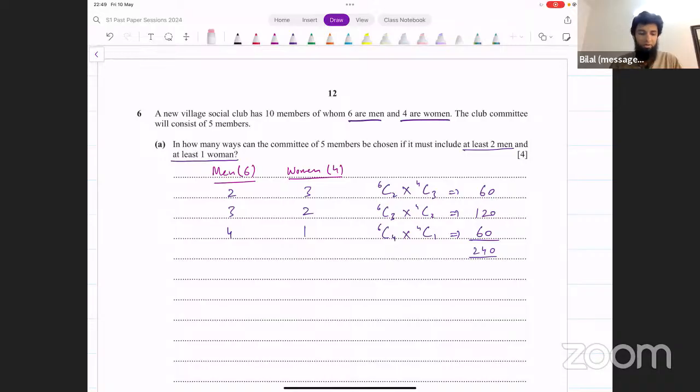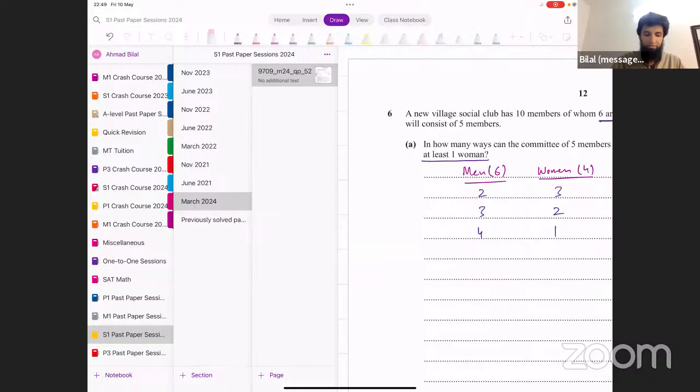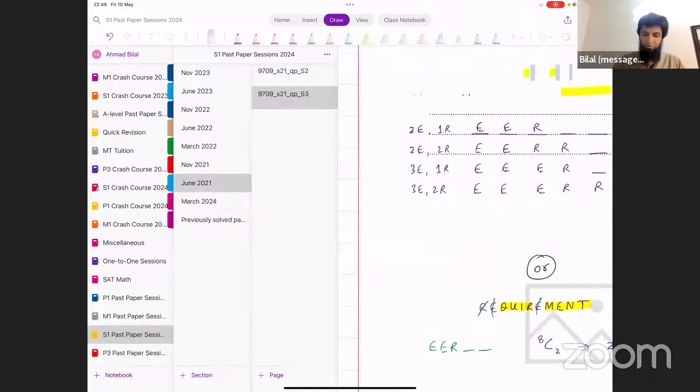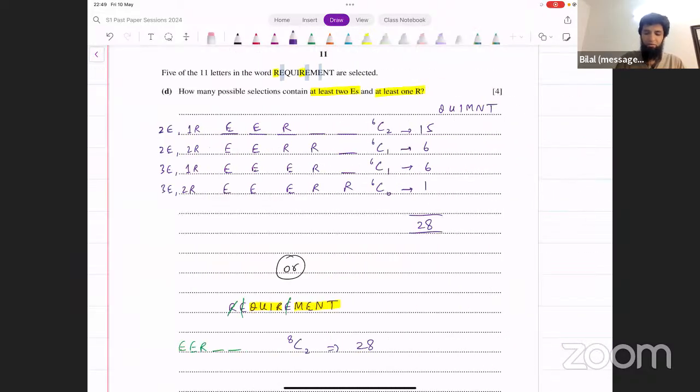So if we have repeated letters, we don't have to account for their selection separately. We only have to do it for the letters that are different, not for the identical letters. Does that clarify it for you?